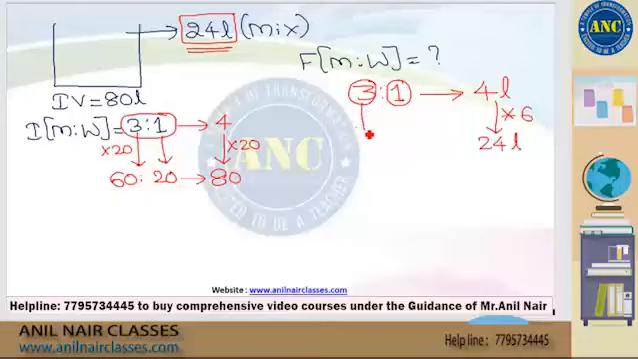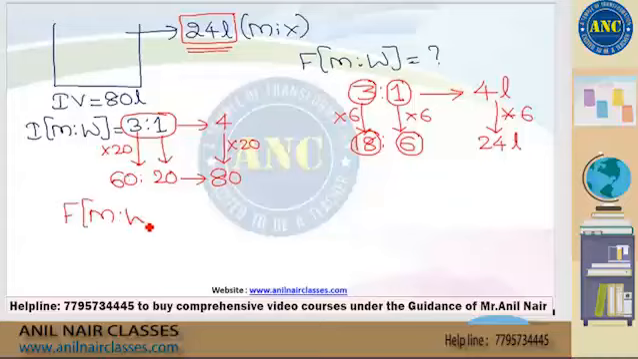4 into 6 is 24. 3 into 6 is 18. 1 into 6 is 6. That means totally 18 liters of milk is taken outside. 6 liters of water is taken outside. That means final ratio of milk and water will become, out of total 60, 18 is taken outside. Remaining inside is another 42. Out of total 20 water, 6 is taken outside. Remaining is another 14.